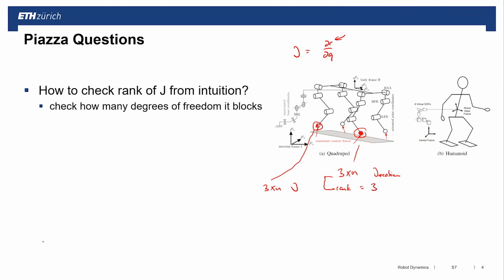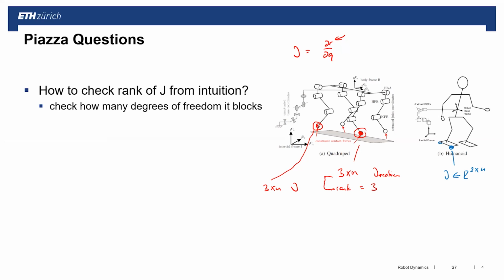In difference to that, and let me draw this again in here. If you look at this point here of a humanoid in contact, this J here is again 3 times n. So we are adding 3 constraints.